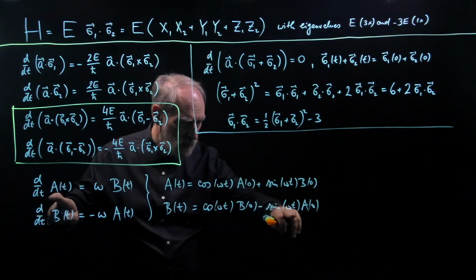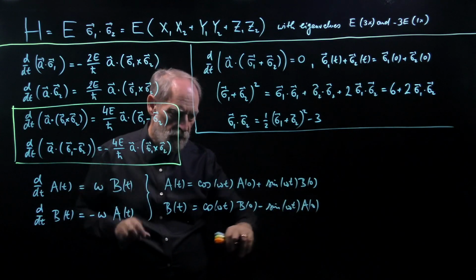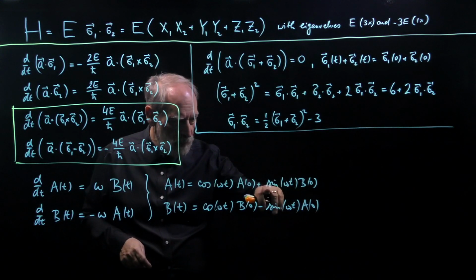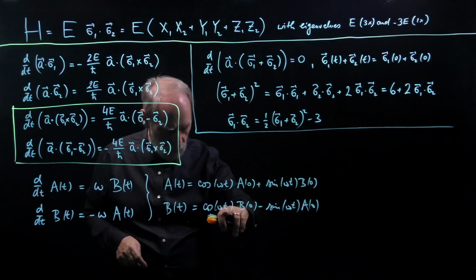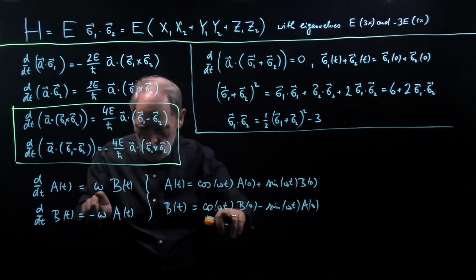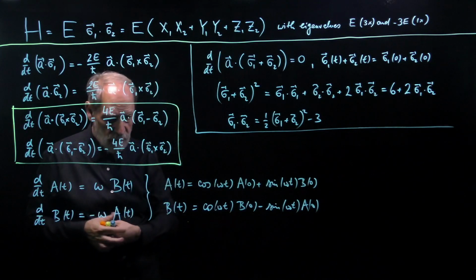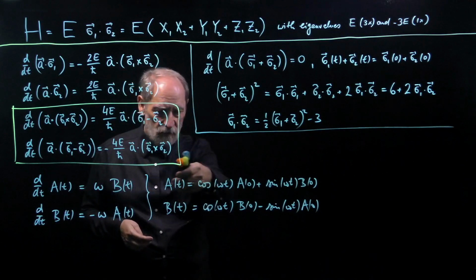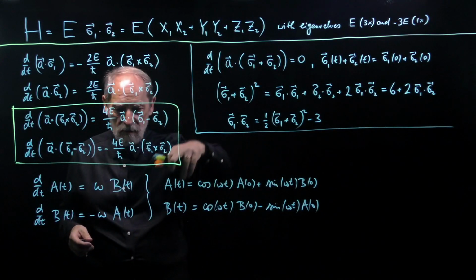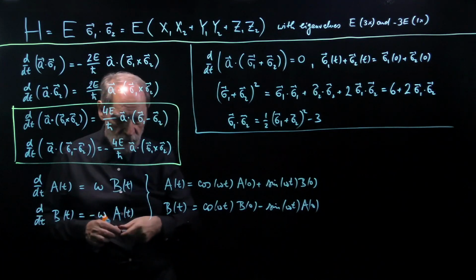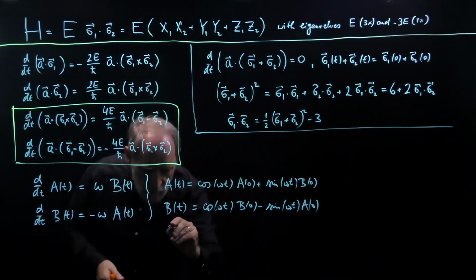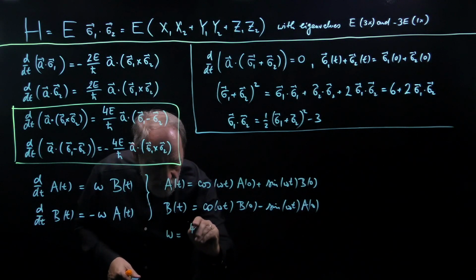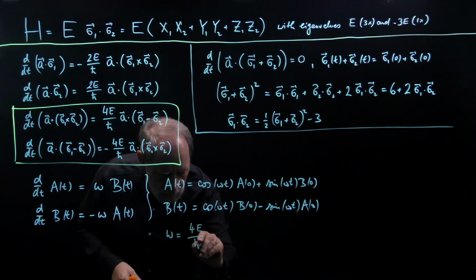The negative sine omega t is here, and the omega is there. The sine omega t we differentiate gives us omega cosine omega t. Cosine omega t is here, and the factor of omega is here. And likewise, when we differentiate B of t, we do get negative A of t. So this is the structure of the equations that we have here, with omega equals 4 times the energy divided by h bar.